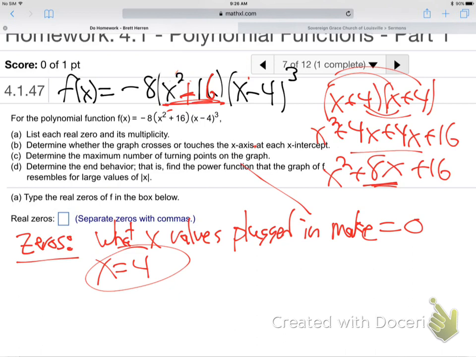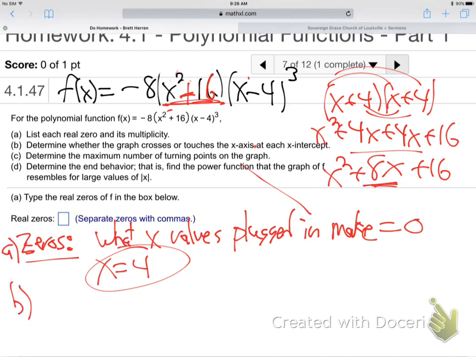Question B. How are we doing on time? We're doing good. Okay, question B. Determine whether the graph crosses or touches the x-axis at each x-intercept. So that's the whole bounce, pass through thing that I was telling you about. Let me write that down here. This is part A, so part B.